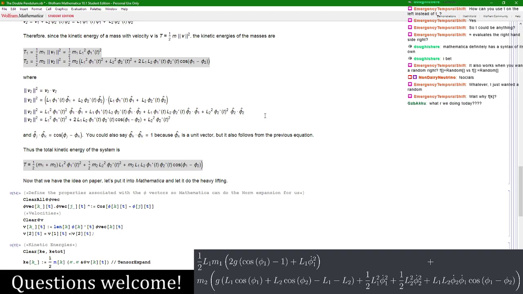GZB, welcome on in. We are looking at the physics and computational implementation of the double pendulum. Right now we are looking at the computational implementation of the velocities of the two masses, with the intent of the next step being to get the kinetic energies, so we can put that into the Lagrangian, along with the potential energies, and then just keep going from there. But welcome on in.